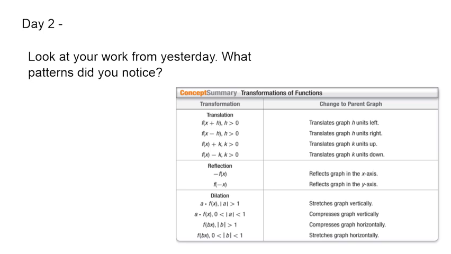So yesterday you looked at some Desmos concepts, specifically what happened to the graph when we applied certain transformations. I want to review that, and then we're going to go over some examples to show you how these look in real problems. So the first one is translations.